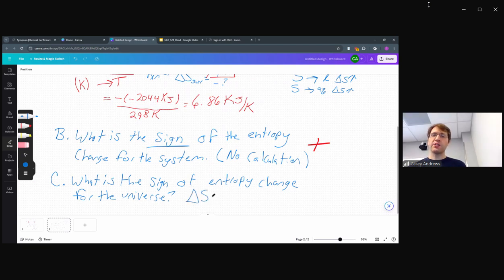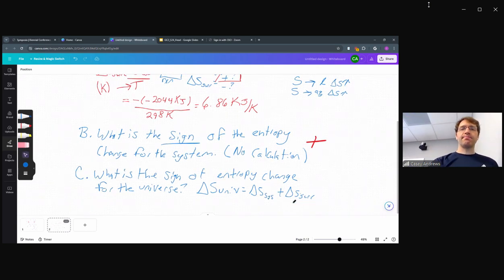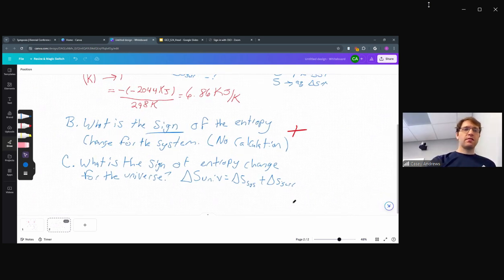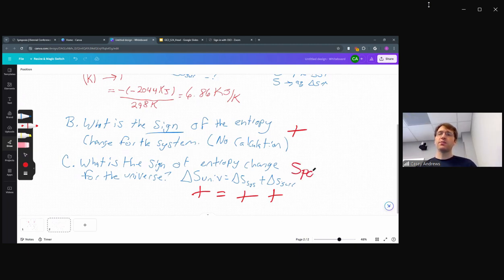Remember, the change in entropy of the universe is made out of your system plus your surroundings. In part A, we said our surroundings has a positive value, positive 6.86. In part B, we said the system's also positive. So a positive plus a positive, well, delta S universe is positive. Which means, oh, this reaction is spontaneous as written.